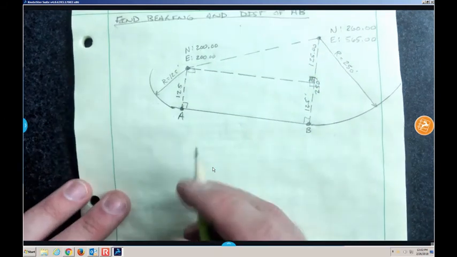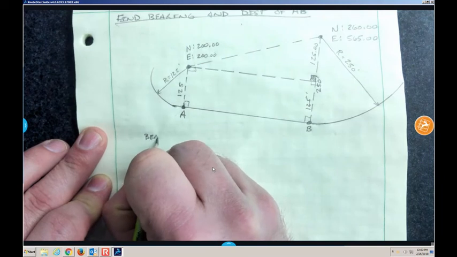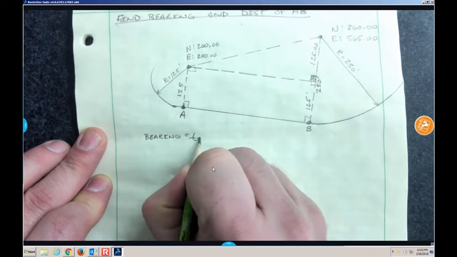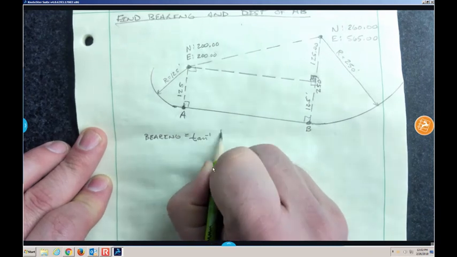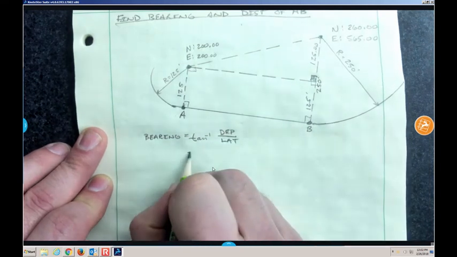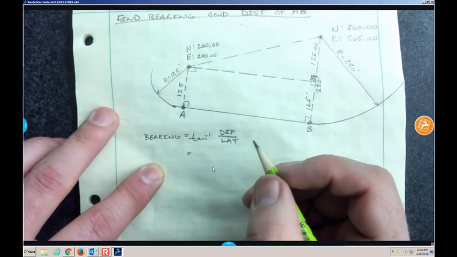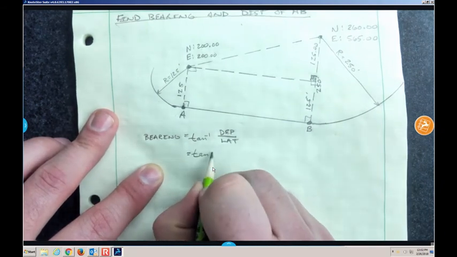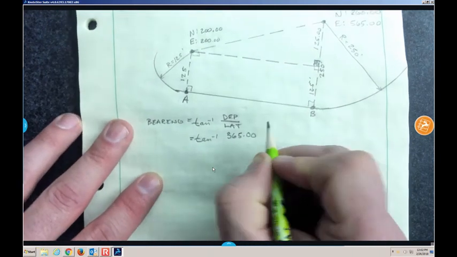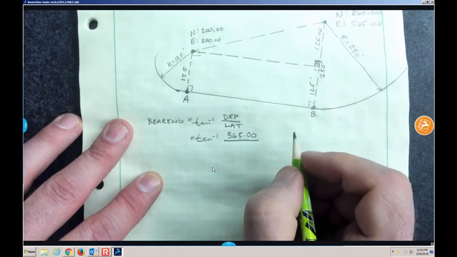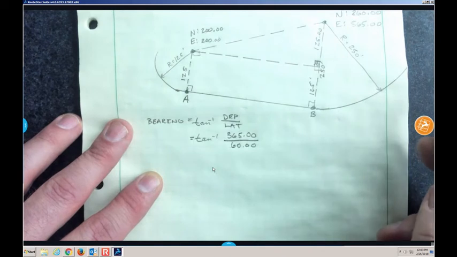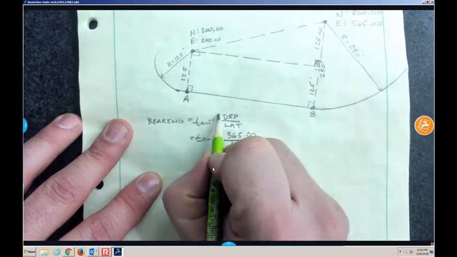So the bearing is the inverse tangent of the departure over latitude. The tangent, this one, it'll be 365.00 over 60, right? Change in latitude and departure. That's all it is. I should put change in there.